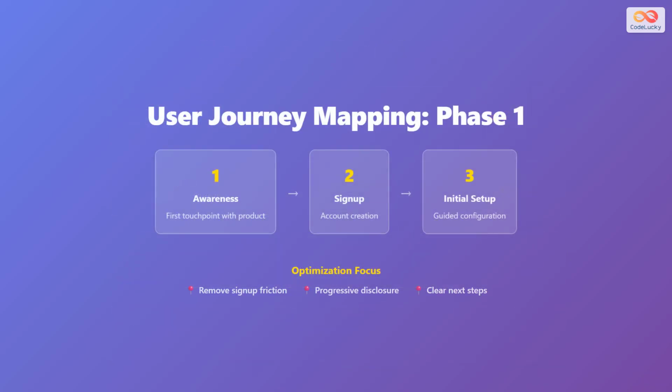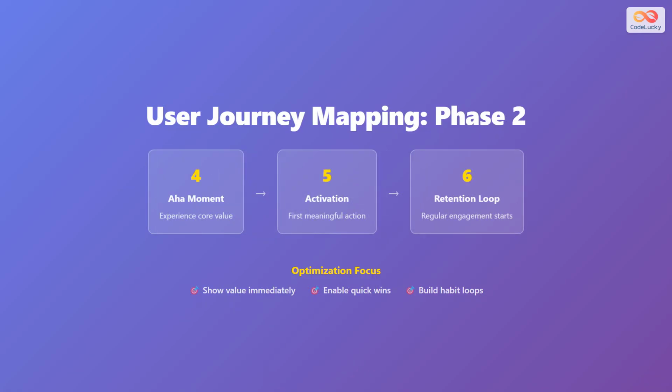User journeys have distinct phases. Phase 1 begins with awareness, your user's first touchpoint with your product. This moves to sign-up, where they create an account. Then comes initial setup, a guided configuration process. The optimization focus here is removing sign-up friction, using progressive disclosure to avoid overwhelming users, and making the next steps crystal clear.